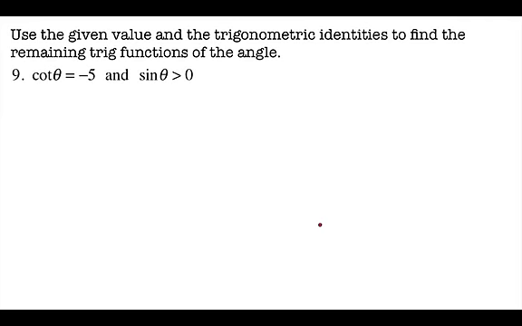Use the given value of the trigonometric identities to find the remaining trig functions of the angle theta. So they give you cotangent of theta equals negative 5 and sine of theta greater than 0. So this is what I want to do. I'm going to compute this a little bit different. You don't have to do it this way. You can apply what you saw on an earlier slide, I believe it was problem number either 7 or 8. But anyway, I'm going to actually use the trigonometric identities. So then, this is what I'm going to do. I know that theta is in quadrant 2. Why? Because we did something like this earlier. And if you want me to clarify this, talk to me in class.